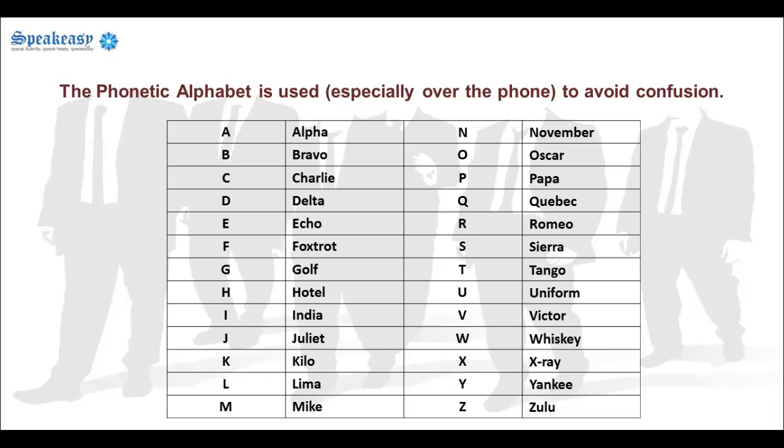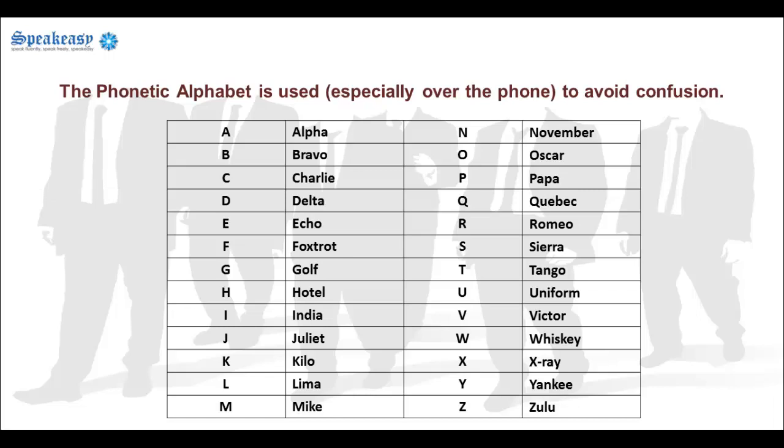A for Alpha, B for Bravo, C for Charlie. The letter C could be pronounced softly as in city before the letters I, E and Y, or with a hard K sound, as in cat, elsewhere.